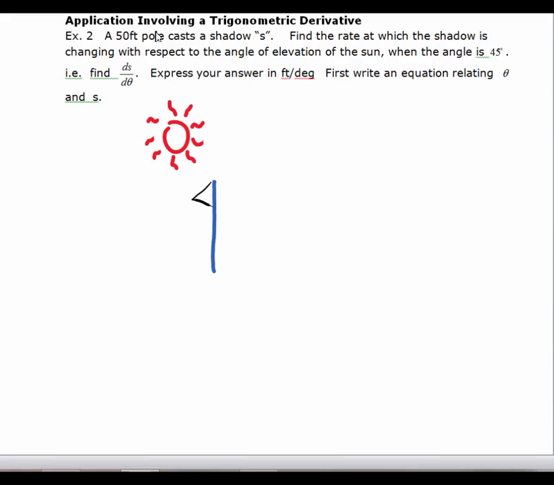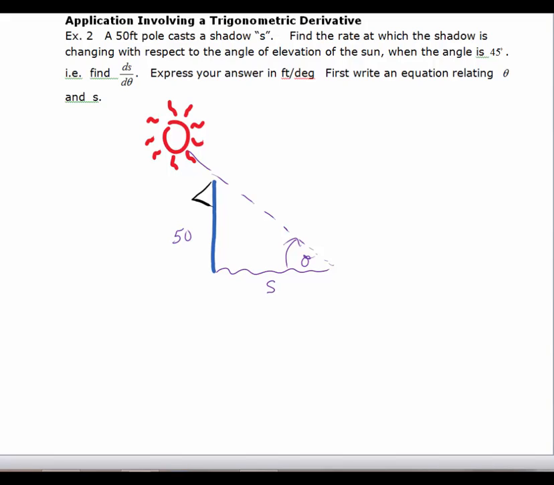Anytime you're doing a derivative in calculus, when you're dealing with a rate of change, you should never substitute values into the original equation unless it is something that is constant throughout the problem. So in this problem, the 50-foot pole, this is 50 feet. We know that the 50 is constant. We know that there is a shadow, and we don't know how long it is, but the angle of elevation to the sun is theta. The angle of elevation is the angle from horizontal up to the sun. So this is our S.